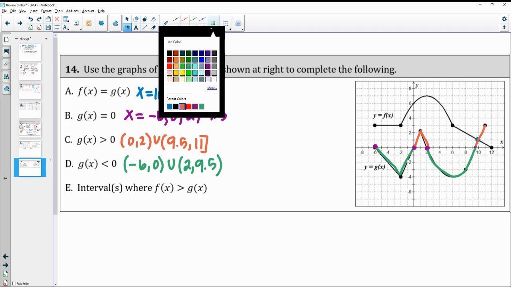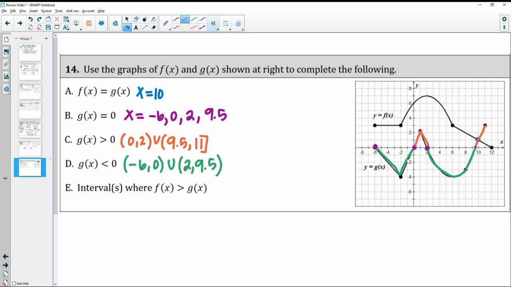And then E is asking us where are the intervals where f of x is greater than g of x. So when is the f function above the g function? And so that's this whole place until 9.5, that intersection where they're the same. So from negative 6, which it's greater than g there, so that's included, all the way up to 9.5. And at 9.5, it's not greater than, because that's where they're equal. So that would be a soft bracket.